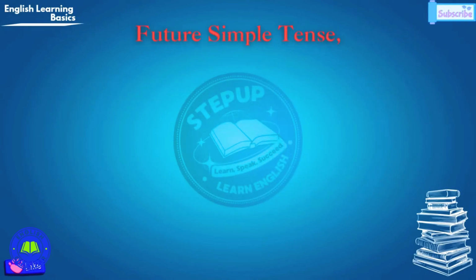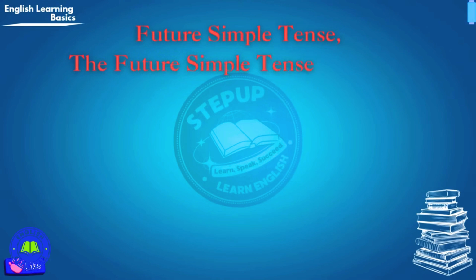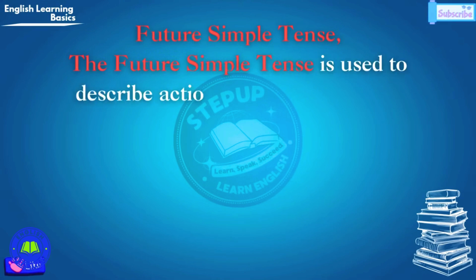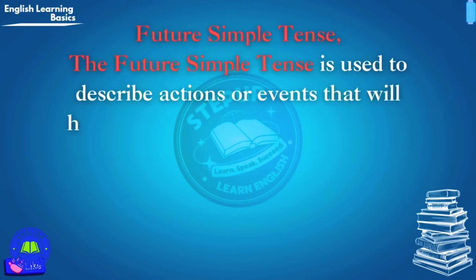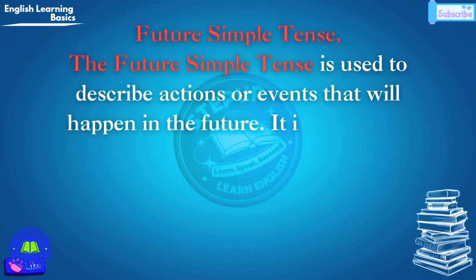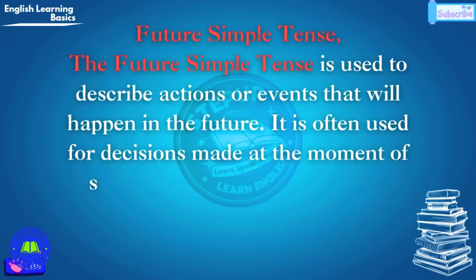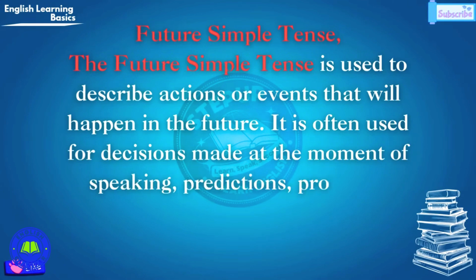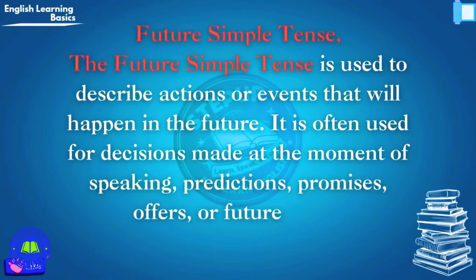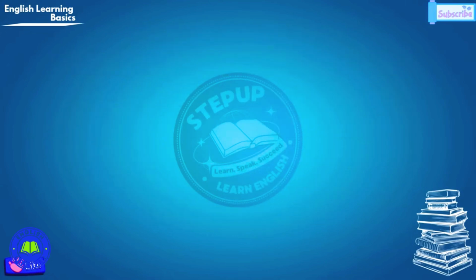Future simple tense. The future simple tense is used to describe actions or events that will happen in the future. It is often used for decisions made at the moment of speaking, predictions, promises, offers, or future plans.